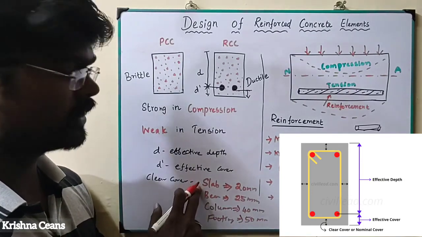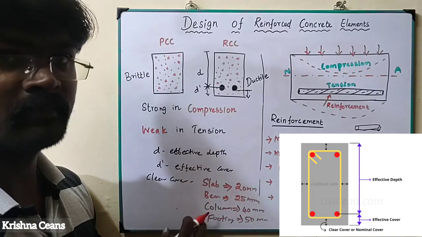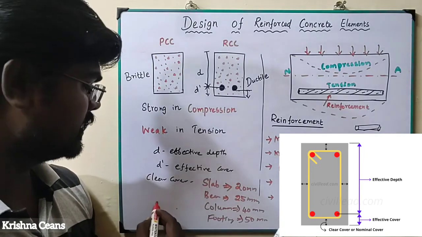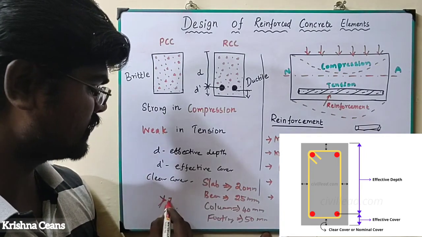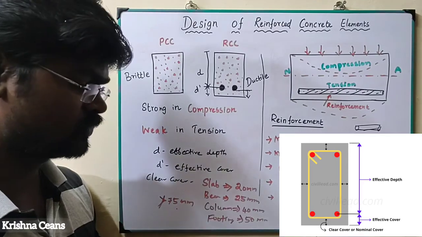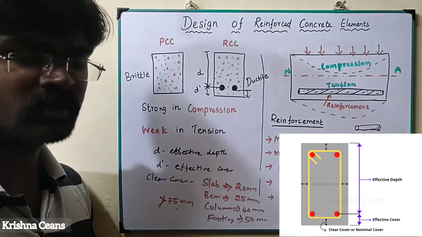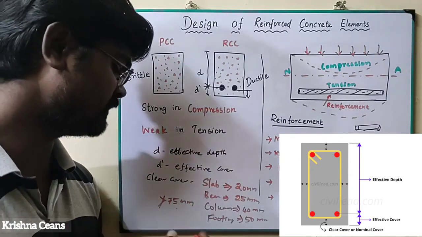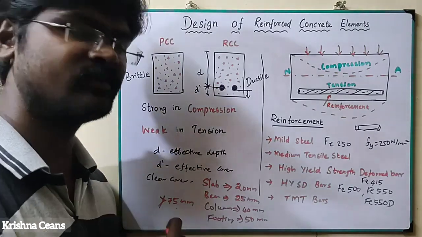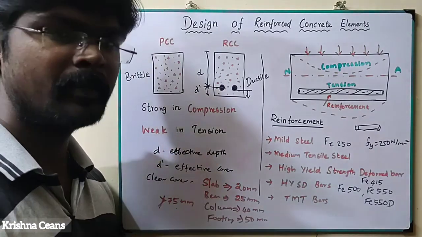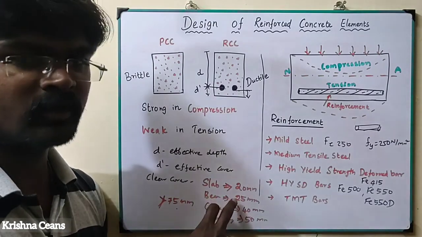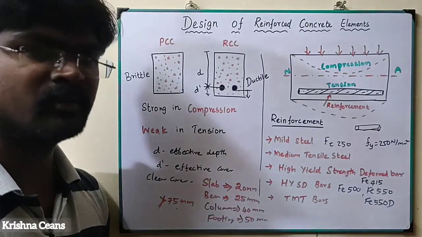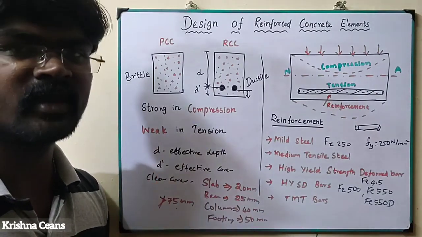So the clear cover is 20 mm for the slab, 25 mm for the beam, 40 mm for the column, and 50 mm for the footing. In any condition, the clear cover should not be greater than 75 mm. Even for severe exposure to corrosion, the clear cover provided should never be more than 75 mm. It should maintain a minimum of 75 mm at most, with at least 20 mm for the slab, 25 mm for the beam, 40 mm for the column, and 50 mm for the footing. It should not be greater than 75 mm.